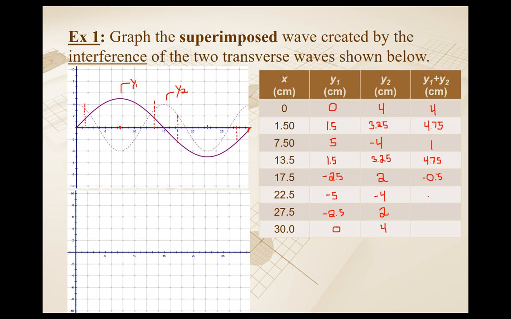-5 and -4 would give you -9. So I believe this is the area where you have maximum constructive interference. You're adding two troughs together to give you a huge jumbo trough. Then you have -2.5 and 2, which would give you pretty close to the rest position of -0.5. So these 2 points at 17 and a half and 27 and a half are like good points of destructive interference. And then finally at the end, 0 and 4 would just give you 4.